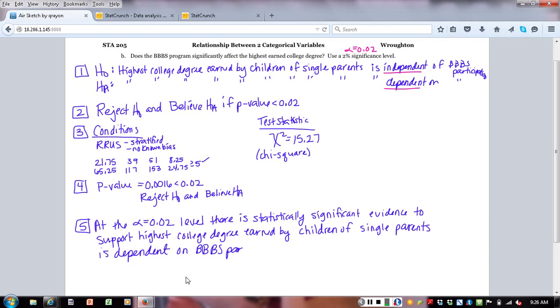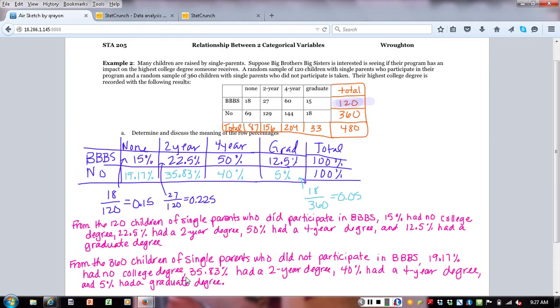Now please note with the way this interpretation is phrased, we just know that there's a relationship between them, but we don't know how. There could actually be a relationship, and those with the big brothers, big sisters are less likely to get a college degree. So as I said, it actually does not give us the direction which is why then being able to go back and look at the percentages is very helpful. That way we can sort of see where those relationships do actually occur.